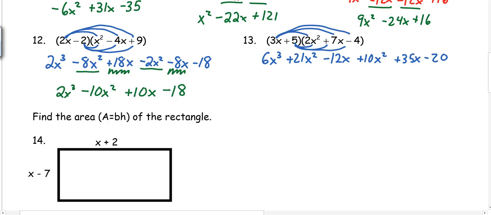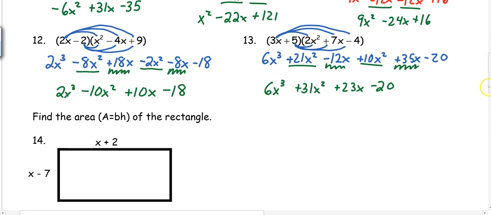So when I combine like terms, again, I have x squared terms that need to be combined and x's that need to be combined. So the 6x cubed stays the same. 21x squared plus 10x squared gets me 31x squared. Negative 12x plus 35x gets us plus 23x, and then minus 20.